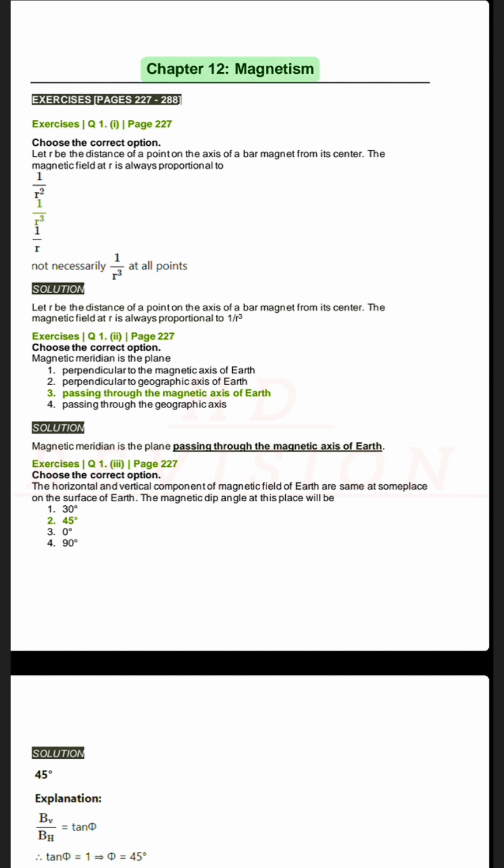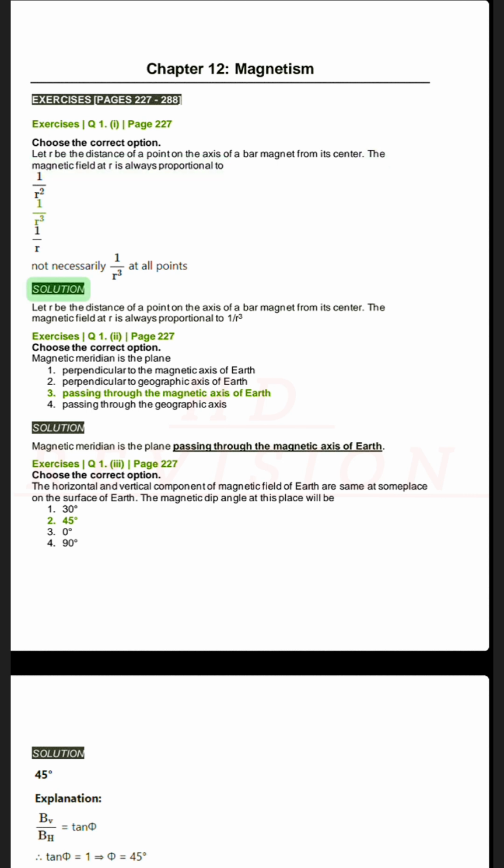Chapter 12, Magnetism. Exercises, pages 227, 228. Exercises, Q1, I, page 227. Choose the correct option. Let R be the distance of a point on the axis of a bar magnet from its center. The magnetic field at R is always proportional to.